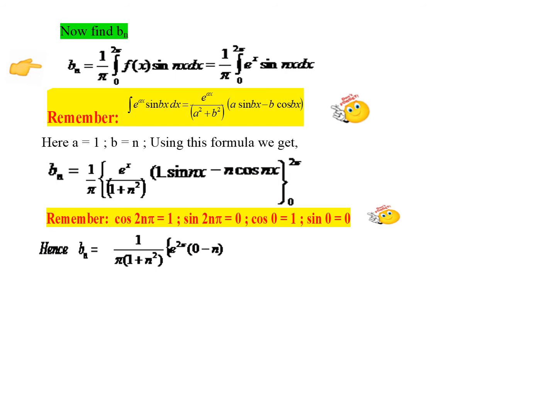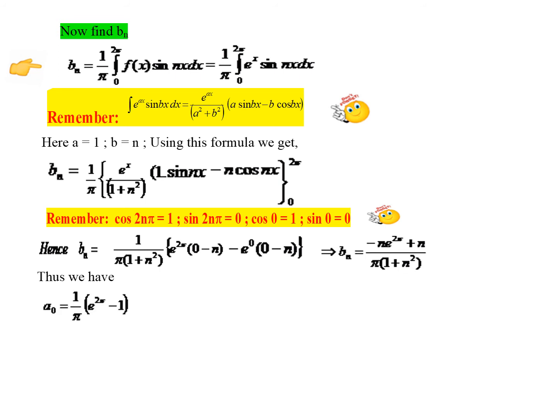When we put x as 2 pi, we get e power 2 pi into sin 2n pi, which is going to be 0, the first term. Minus the second term, cos 2n pi is 1, so we get minus n. Minus, now put x as 0, so e power 0 is going to be 1 anyway. e power 0 into, when we put x as 0, what do we get? Sin 0 is 0, minus cos 0 is 1, so minus n. So when we simplify this, we get the value of bn like this.